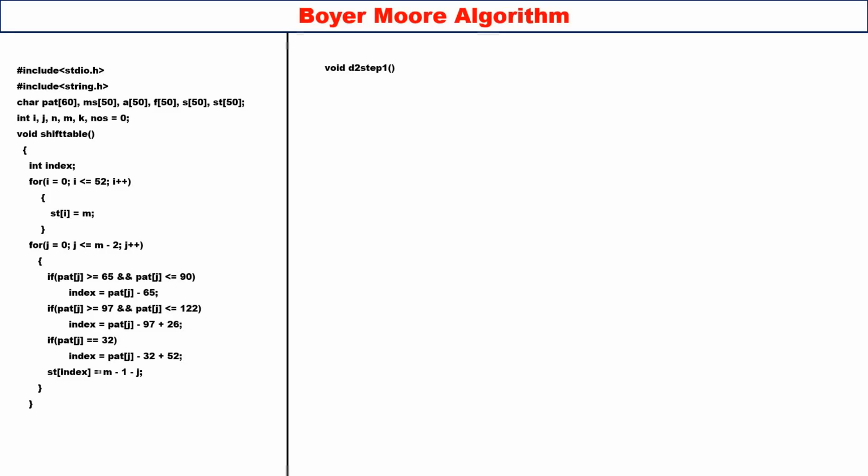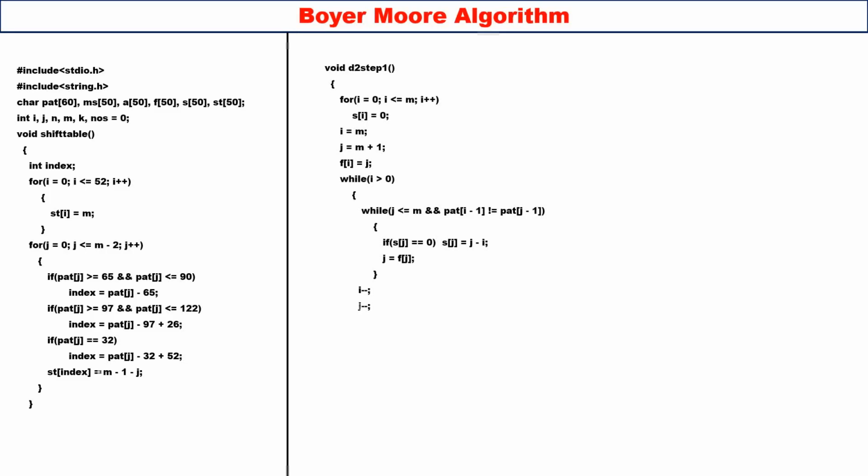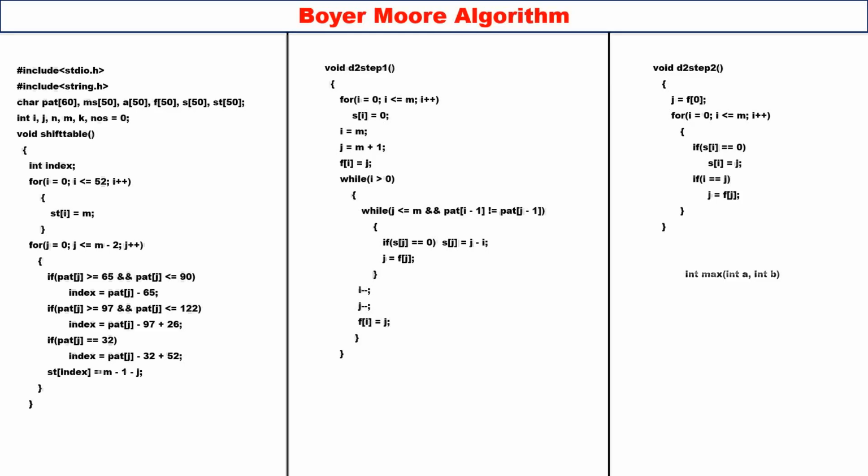And this is the construction of the D2 table, step number 1. Step number 1 is over. This is the function for D2 step 2, step 2 of construction of the D2 table. Yes. So we have written the functions for construction of the shift table and also construction of D2, that is D2 step 1, D2 step 2.